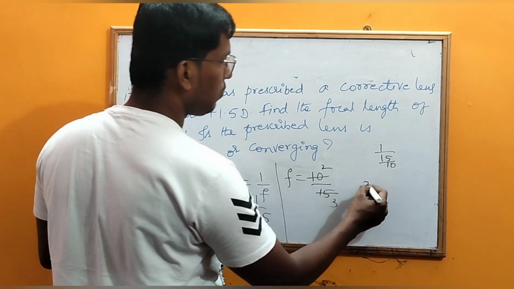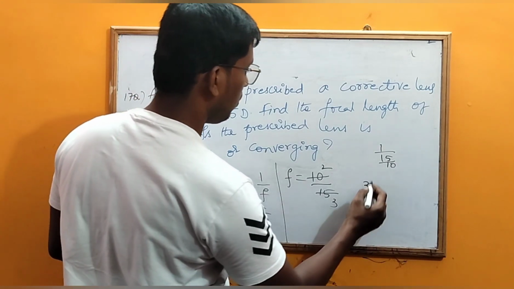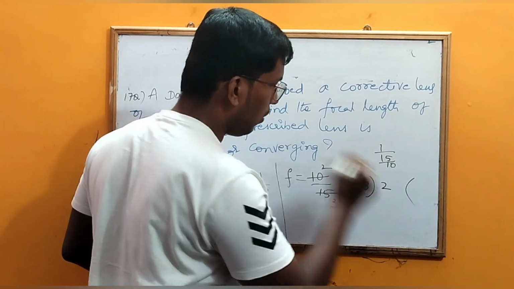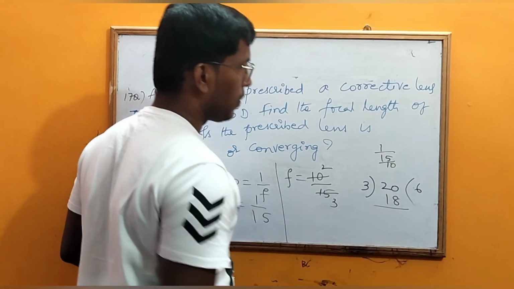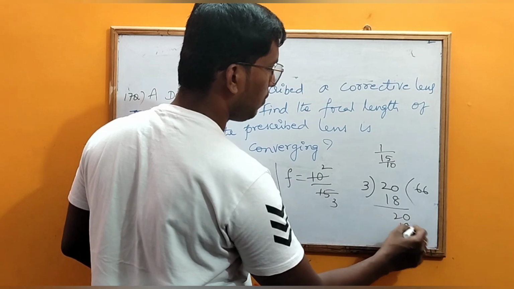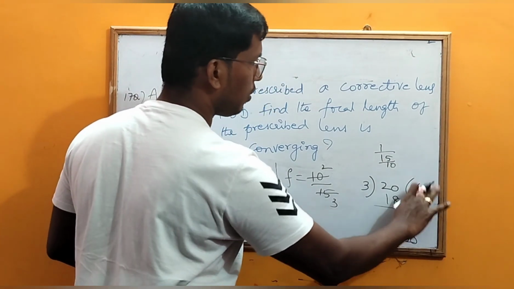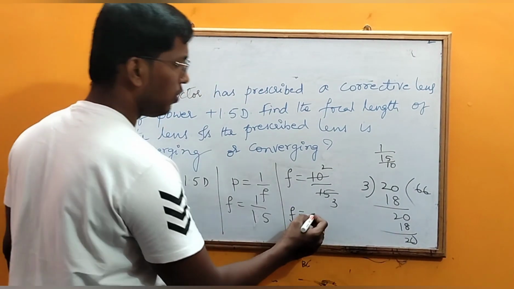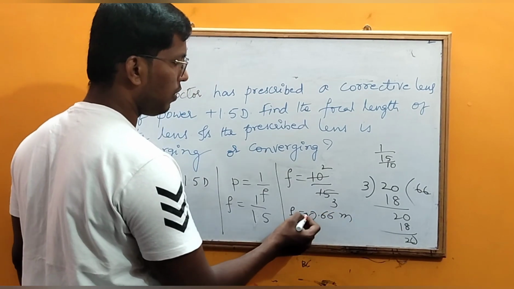Now just divide 10 by 15. 3 6s are 18. I will not take much time, I will just conclude here. F is equal to 0.66 meters. And what is the sign here?